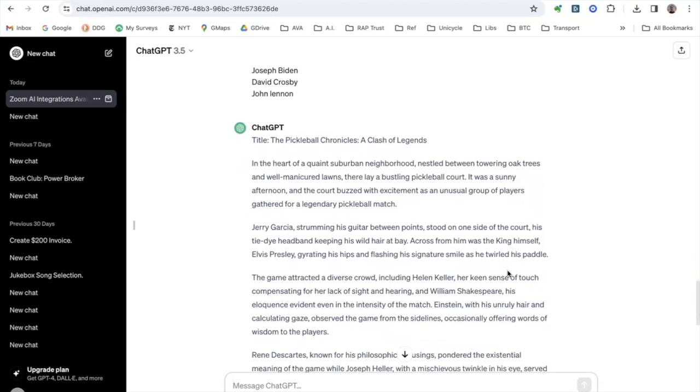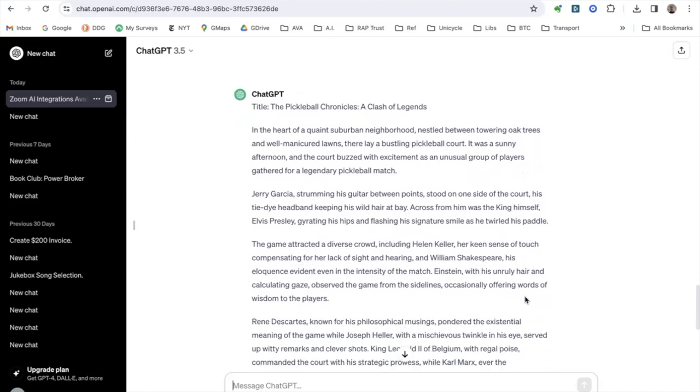Jerry Garcia, strumming his guitar between points, stood on one side of the court, his tie-dye headband keeping his wild hair at bay. Across from him was the king himself, Elvis Presley, gyrating his hips and flashing his signature smile as he twirled his paddle.